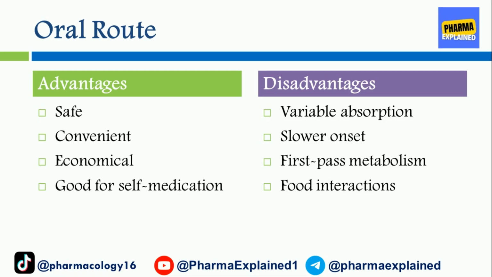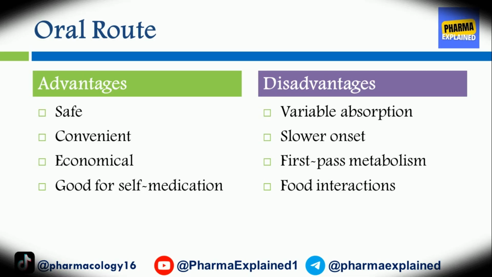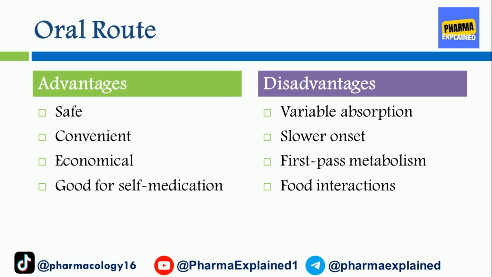However, oral absorption can be complex because some drugs are destroyed by stomach acid. Food may interfere with absorption. Some drugs undergo first-pass metabolism in the liver before reaching systemic circulation. Advantages: safest route, most convenient, economical, widely accepted by patients. Disadvantages: variable absorption, requires patient cooperation, slower onset of action.